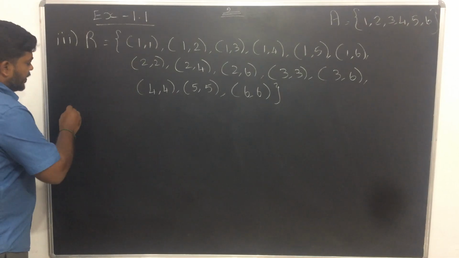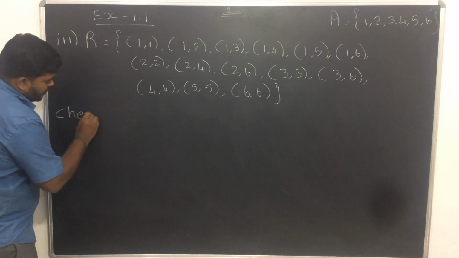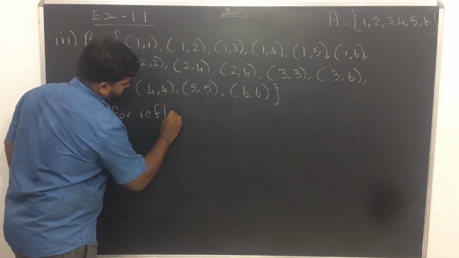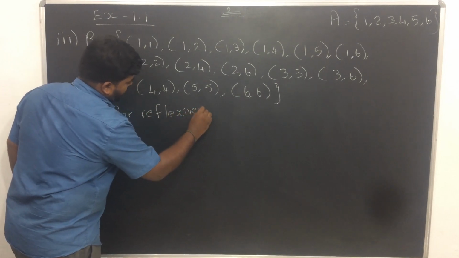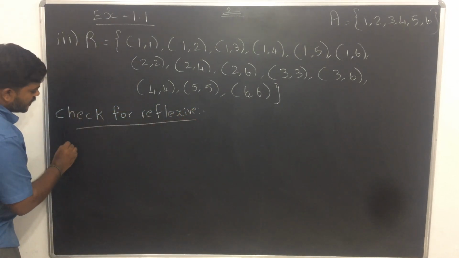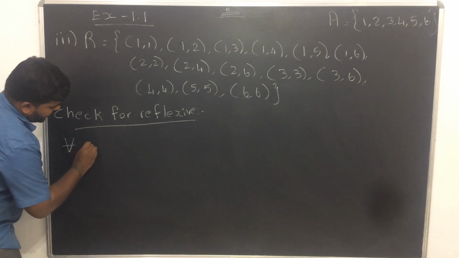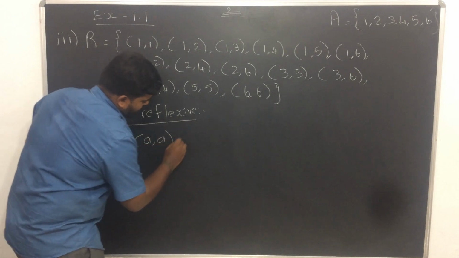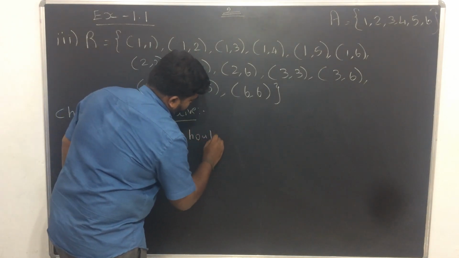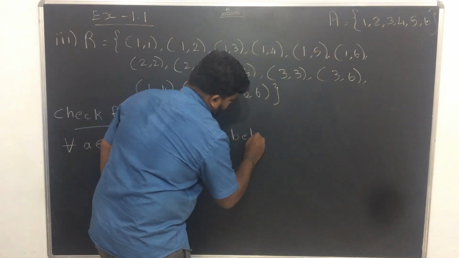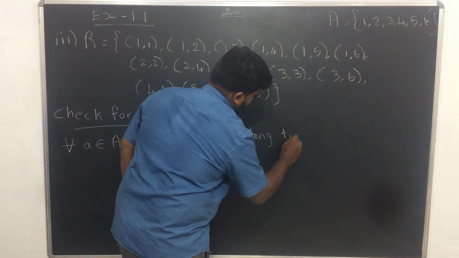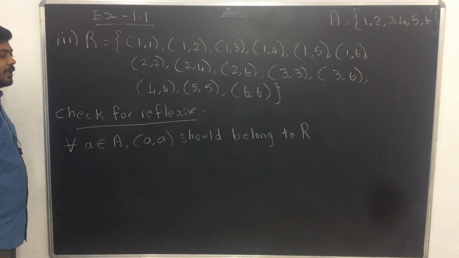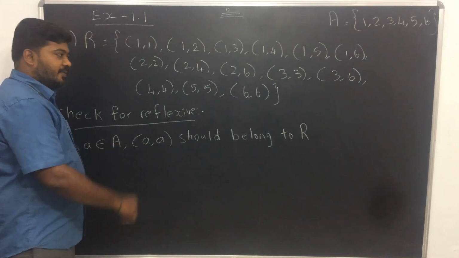Now let's check for reflexive. For a relation to be reflexive, what is the rule? You know that for every element A belonging to A, ordered pair of the form A comma A should belong to R. This is the general rule for any relation to be reflexive.